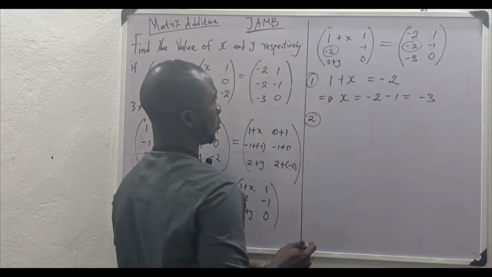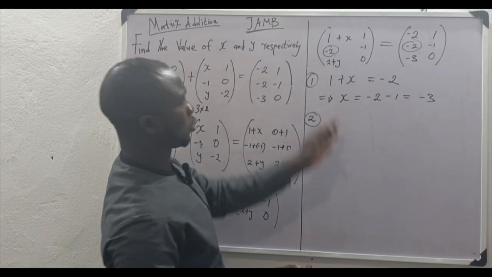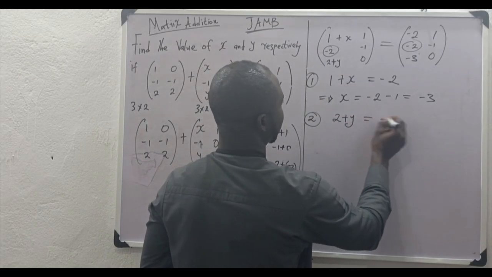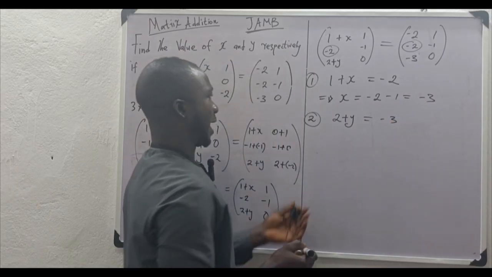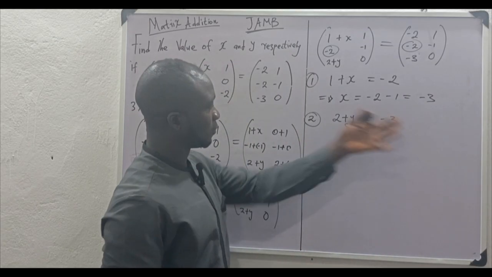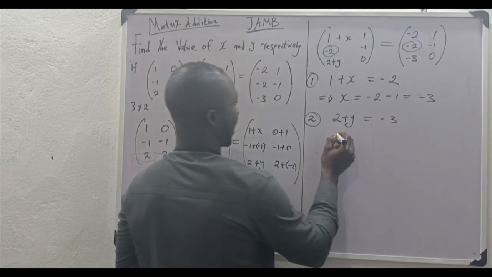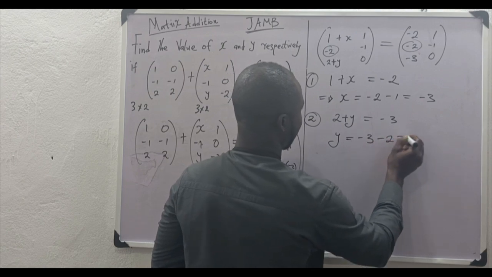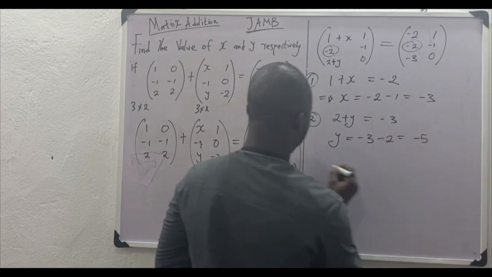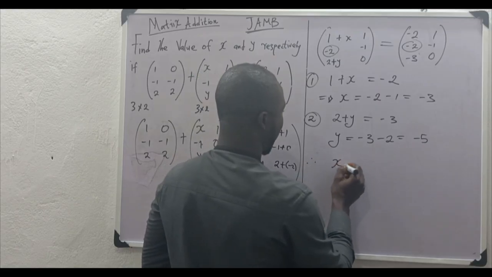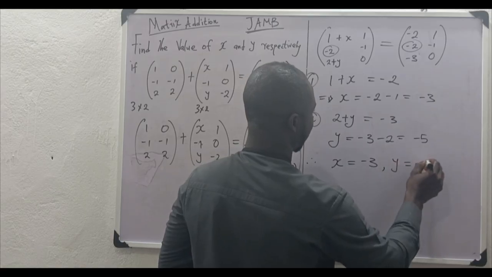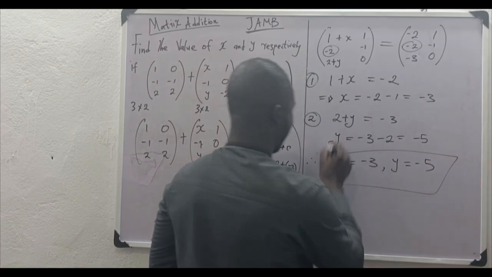Also, when we equate the elements in the third row, first column, we have that 2 plus y will be the same thing as minus 3. And if we subtract 2 from both sides of the equation, we have that y is equal to minus 3 minus 2, and this is exactly minus 5. Therefore, our x is minus 3 and our y is minus 5.